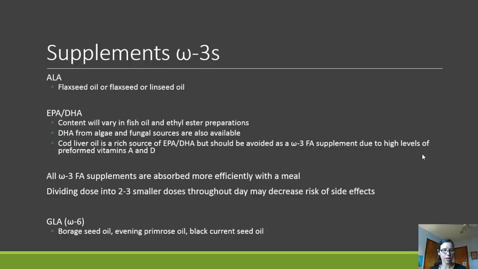All omega-3 supplements are absorbed more efficiently with a meal. And some people can have unpleasant side effects from the fish oil supplements, especially. They can burp them up or have indigestion or something. And dividing the doses into 2 or 3 smaller doses throughout the day can decrease the risk of side effects. We also may see the omega-6 gamma linolenic acid in supplemental form, and that would be in the form of borage seed oil, evening primrose oil, or black currant seed oil.